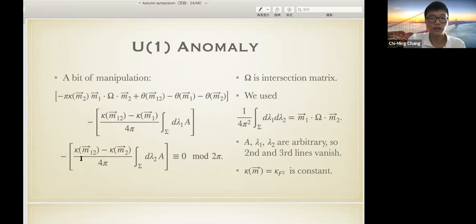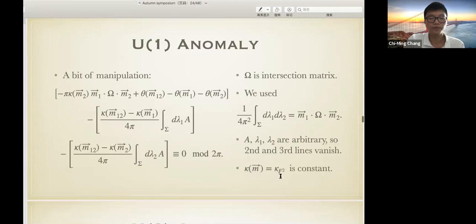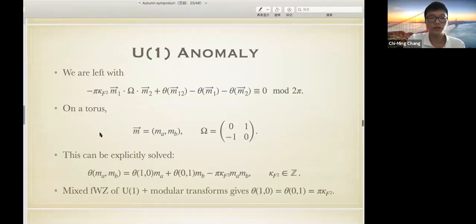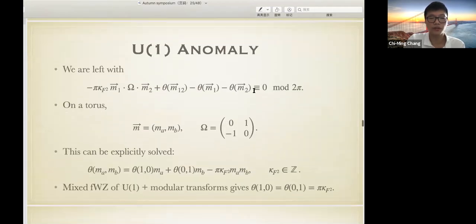For the second and third lines, because the gauge field A and the gauge parameters λ1, λ2 are arbitrary right now, the second and the third lines should vanish identically, independently. So this tells us that this κ is actually a constant that just equals the anomaly coefficient κ F squared. And now we are just left with this simple equation.